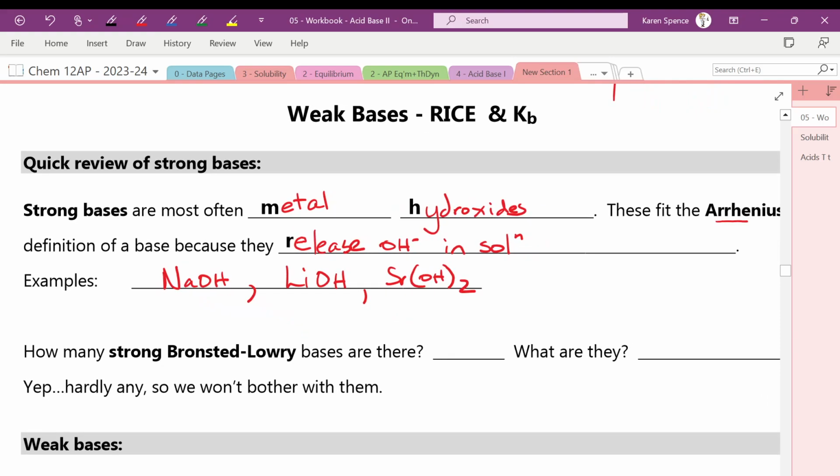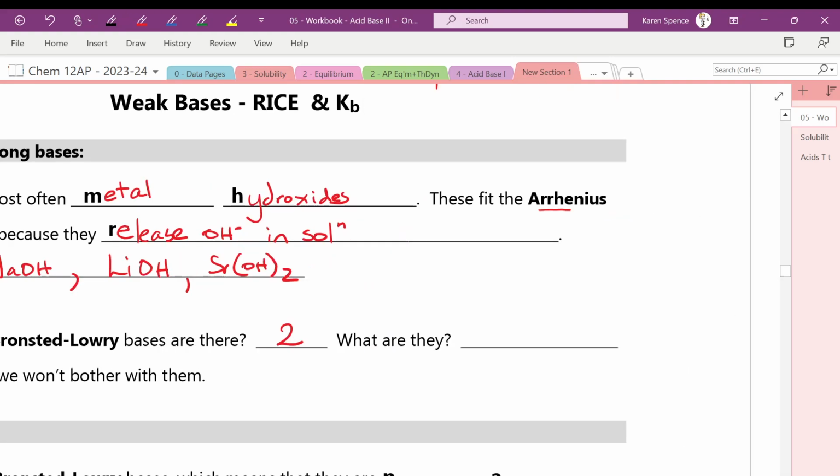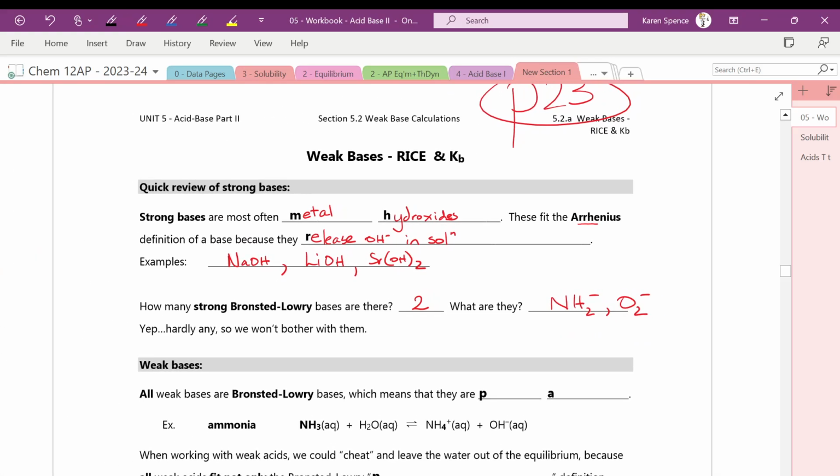How many strong Bronsted-Lowry bases are there? Two. What are they? NH2 minus and O2 minus. Hardly any, so we're not going to really bother with them very often. There might be something like, oh, here's some magnesium oxide, what's its pH? Something like that.